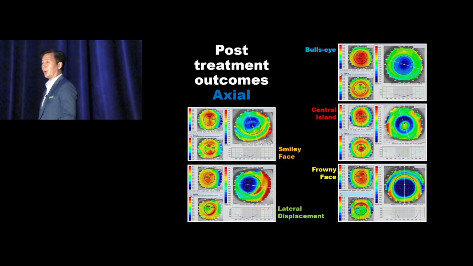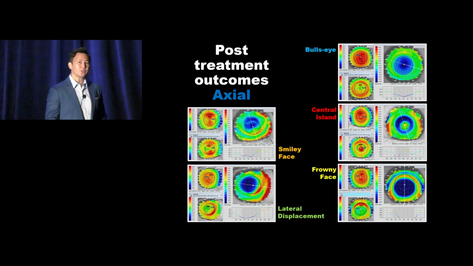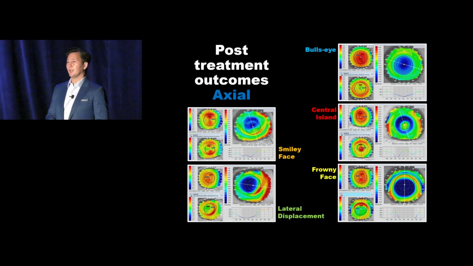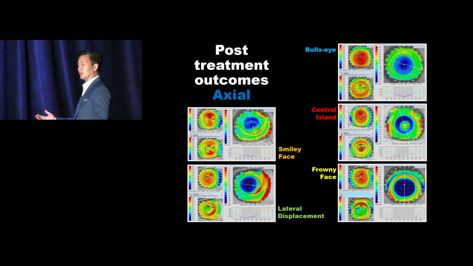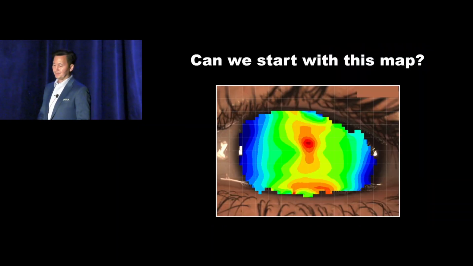Finally, what topography does is it tells you if you've done it right or if you've done it wrong. And understanding these post-wear maps is critical to your whole treatment in general. That's one of the first things we're going to do post-wear, is do the subtractive map and figure out, did we get a bullseye? Did we get a smiley face, frowny face, central island, or lateral? And all of these maps we'll go through this afternoon.